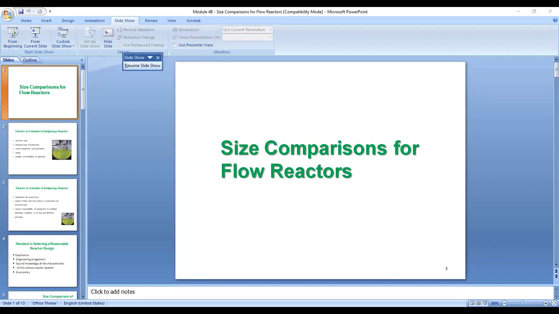Now, what are the factors that we need to consider in designing a reactor? Number one is, of course, what reactor type do we intend to use? Then the planned scale of production: will it be small scale, or will it be large scale? Then the cost of equipment and the operation, so we consider this as well. The safety, and the stability and flexibility of operation.